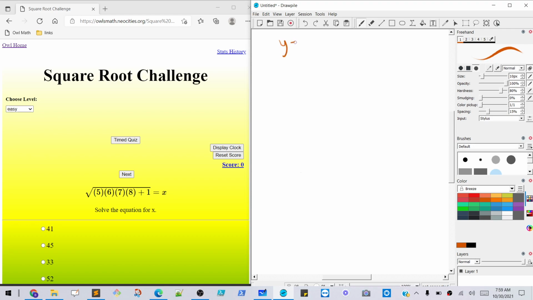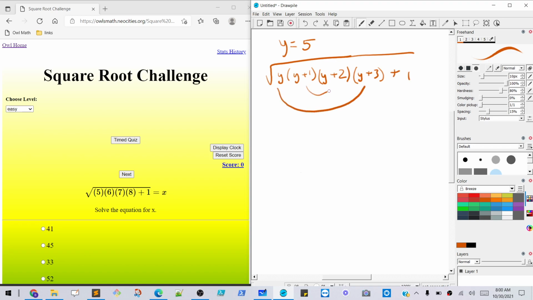So let's call y 5. And so when we write this out, we'll write it as y times y plus 1, y plus 2, y plus 3, plus 1. And then the whole key is we want to multiply this out so that we get some kind of simplification. I think what I'm going to do, let's try multiplying this term times this term and this term times this term. And we'll just see what we get.